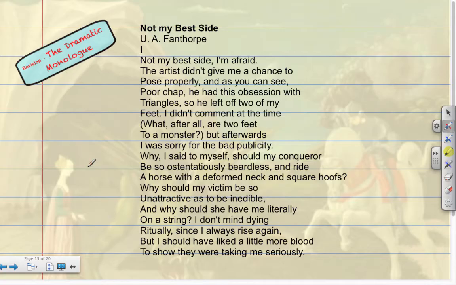with her friend Rosie, so I'm going to be quiet and just let her get on and bring it to life. Not my best side, I'm afraid.